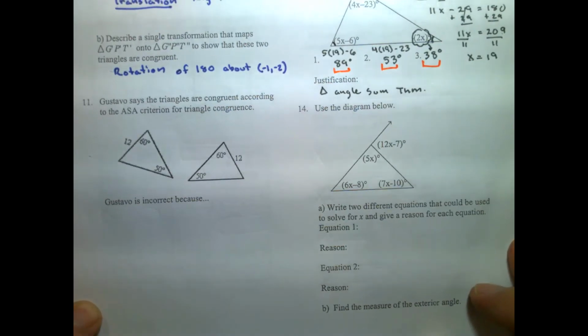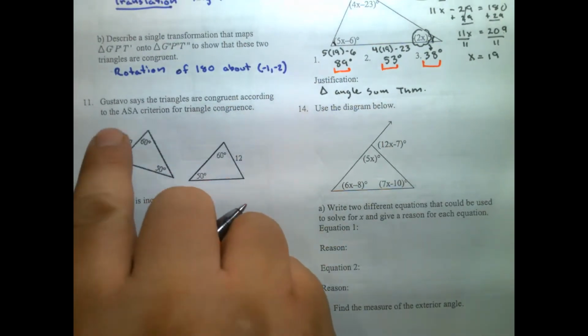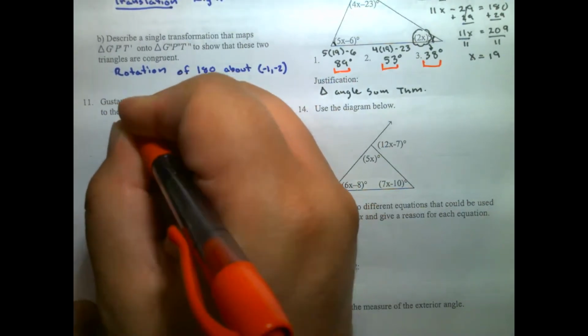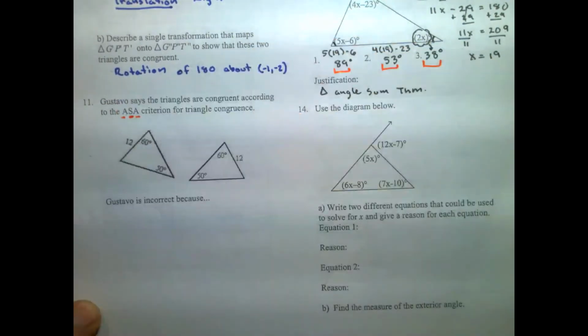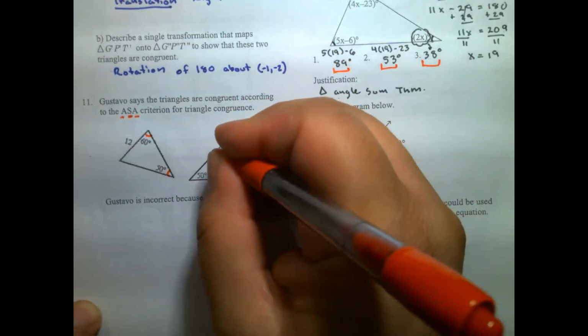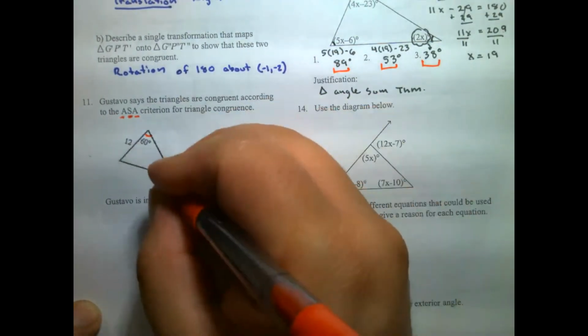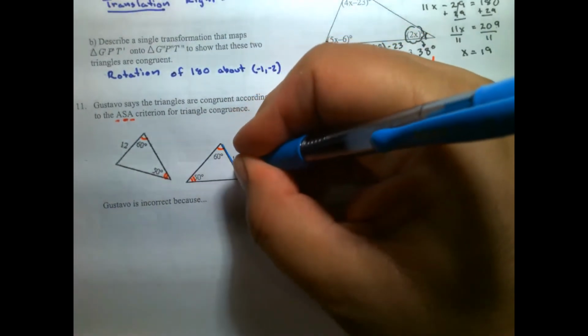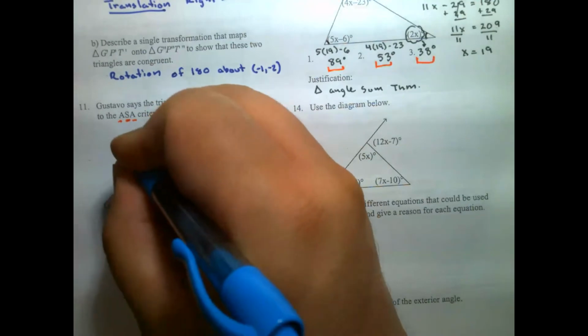Gustavo says that the triangles are congruent according to ASA. Remember, order matters. AS has to be right in the middle of the 2 angles that are marked. So here's a 60, here's a 50. Here's the 60, here's the 50. The question is, is this side right between the 2 angles? And the answer is no.